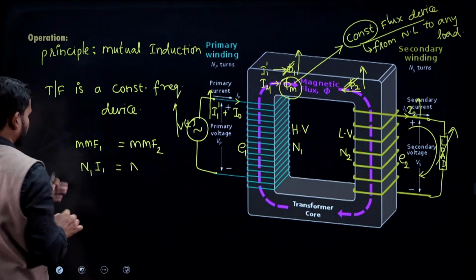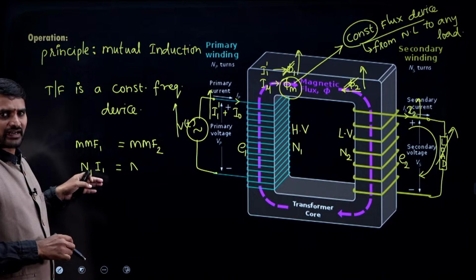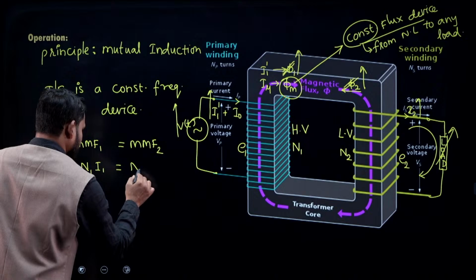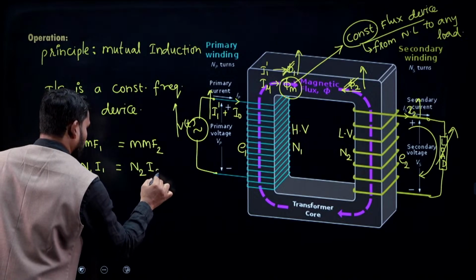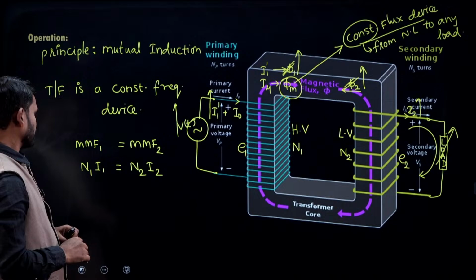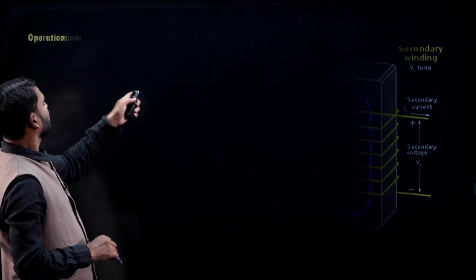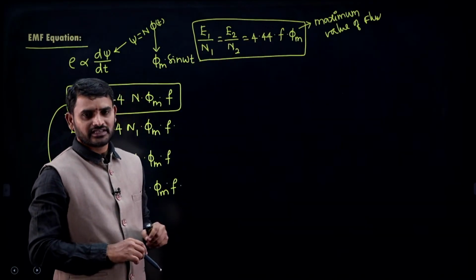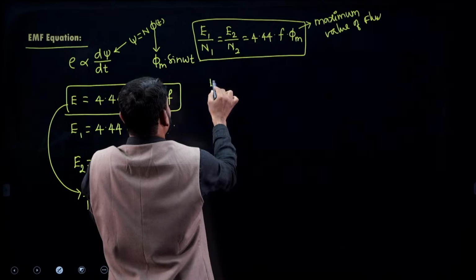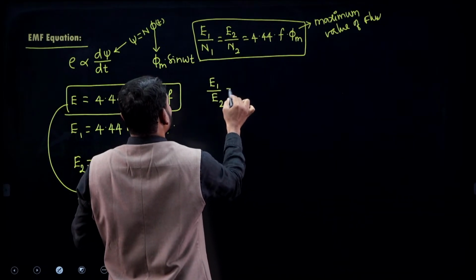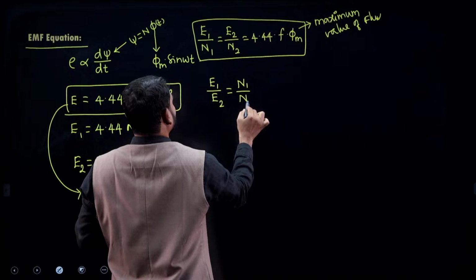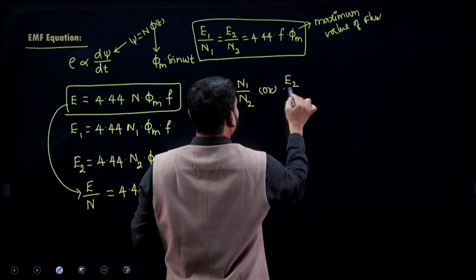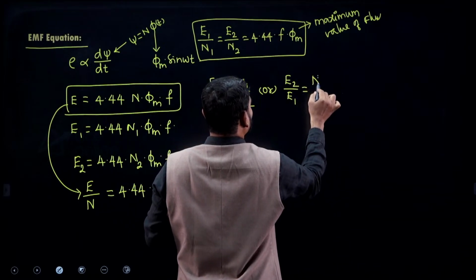You can write MMF is equal to flux divided by reluctance. So, I am not just writing, I am writing in this manner: N1 into I1 is equal to N2 into I2. Okay. We have got one thing, that is EMF per turn on both the sides is same. I can rewrite this as E1 by E2 is equal to N1 by N2, or the other way, E2 by E1 is equal to N2 by N1.